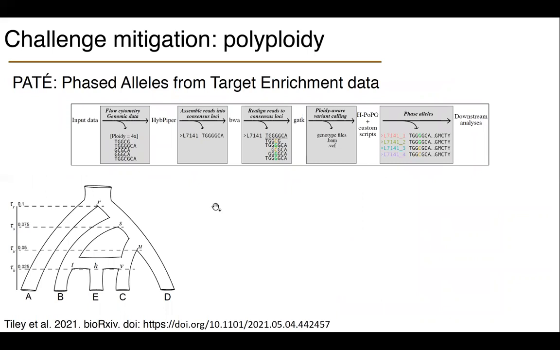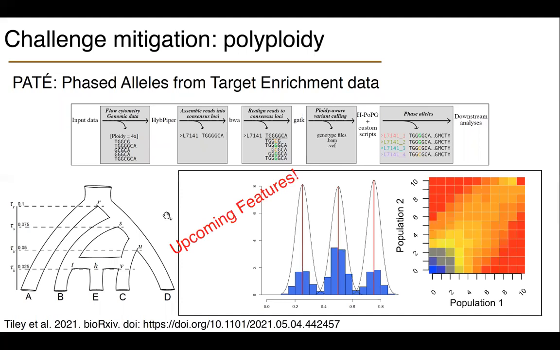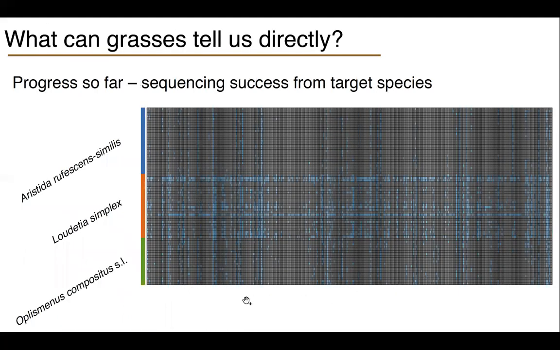So colleagues and I have developed some software that uses heuristic methods to phase variants in a quick but effective way for polyploids. And we've shown this can be useful for applications such as estimating phylogenetic networks. Something I'm working on right now is designing some features into our software PATE, where you can estimate ploidy directly from the target enrichment data itself and generate these types of site frequency spectra so we can do some demographic modeling. Where do we stand now with our grasses?